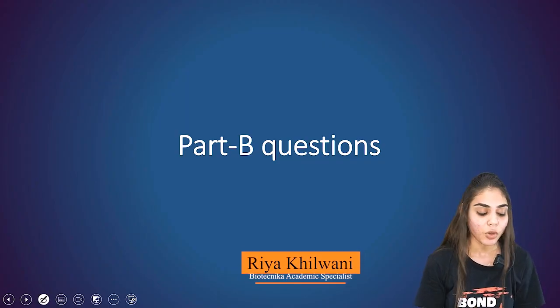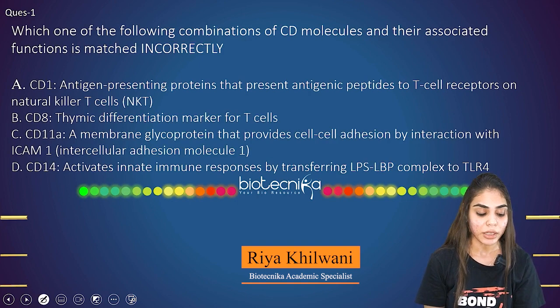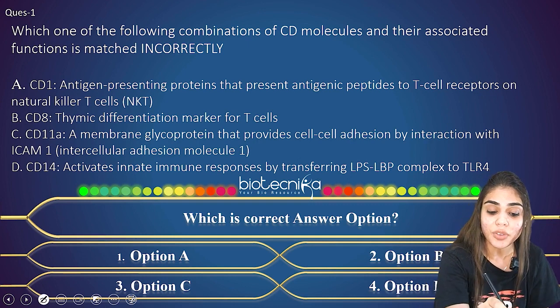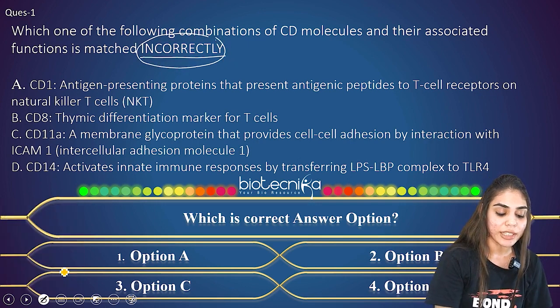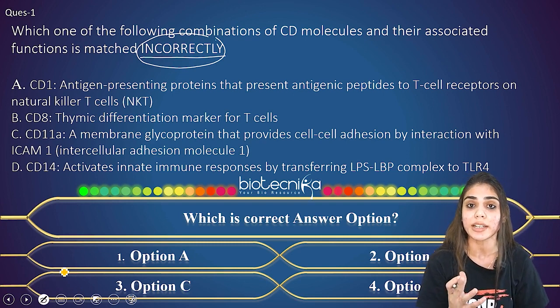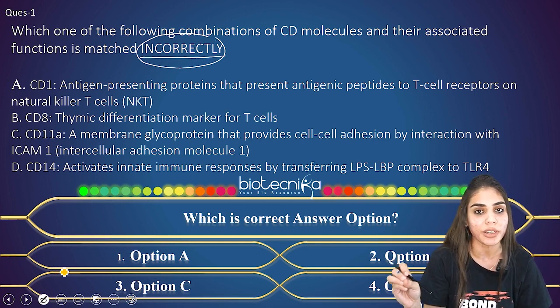Coming to the Part B questions first. The first question that was asked in Part B is about which one of the following combinations of CD molecules and their associated functions is matched incorrectly. So here you have to select the incorrect option. They are asking about CD. So what is CD? CDs are nothing but cluster of differentiation molecules that are specific to different cells.